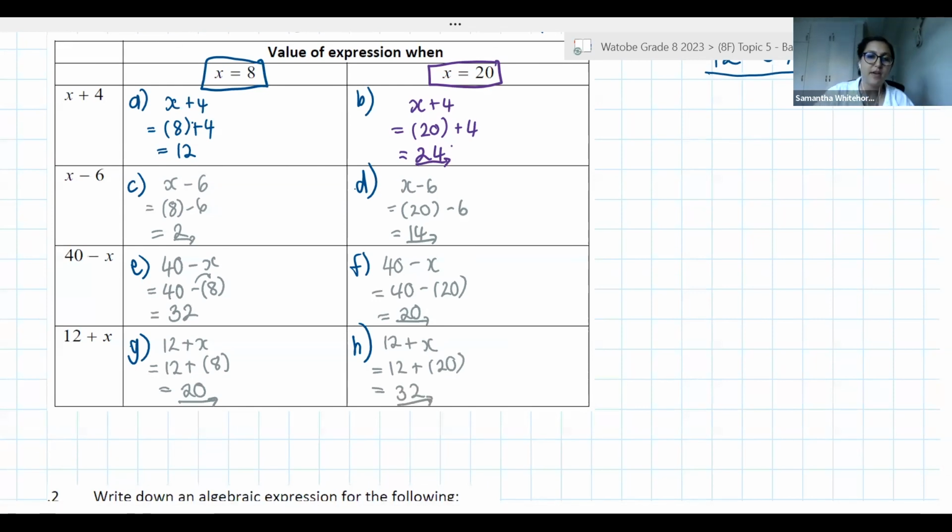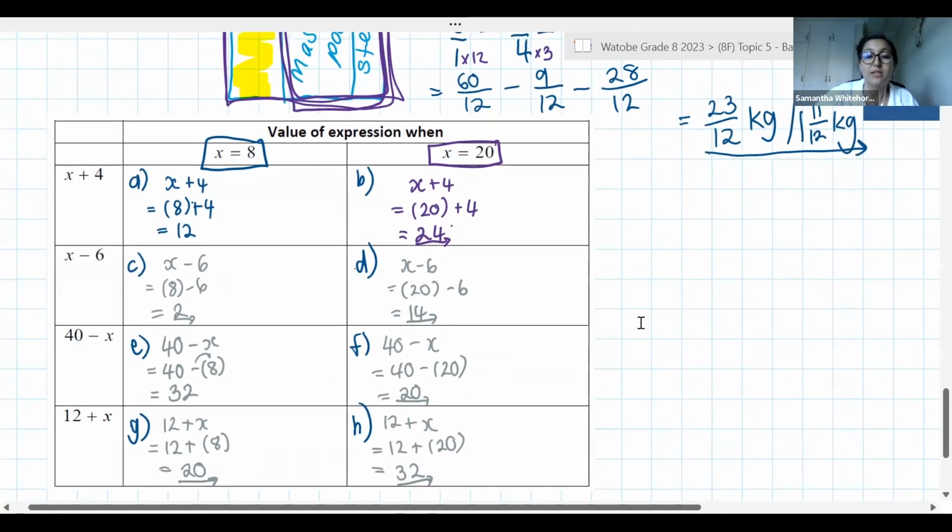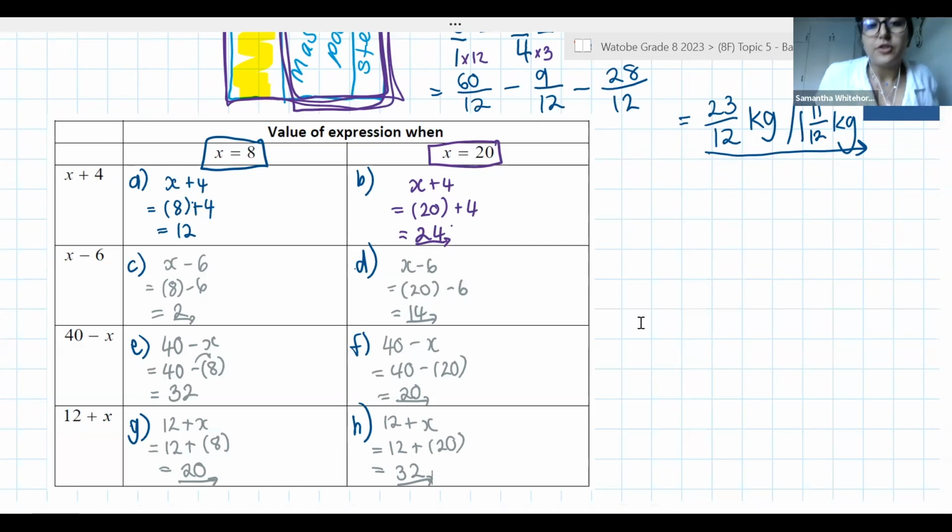Well done. Nice, guys. So again, this seems like a silly exercise, but we need to be able to substitute, because this is one of the ways that they test algebra, is that once we have an expression, or if I give you an expression, can you substitute into the expression to give me a value? So I'm going to wait there for you to screenshot.